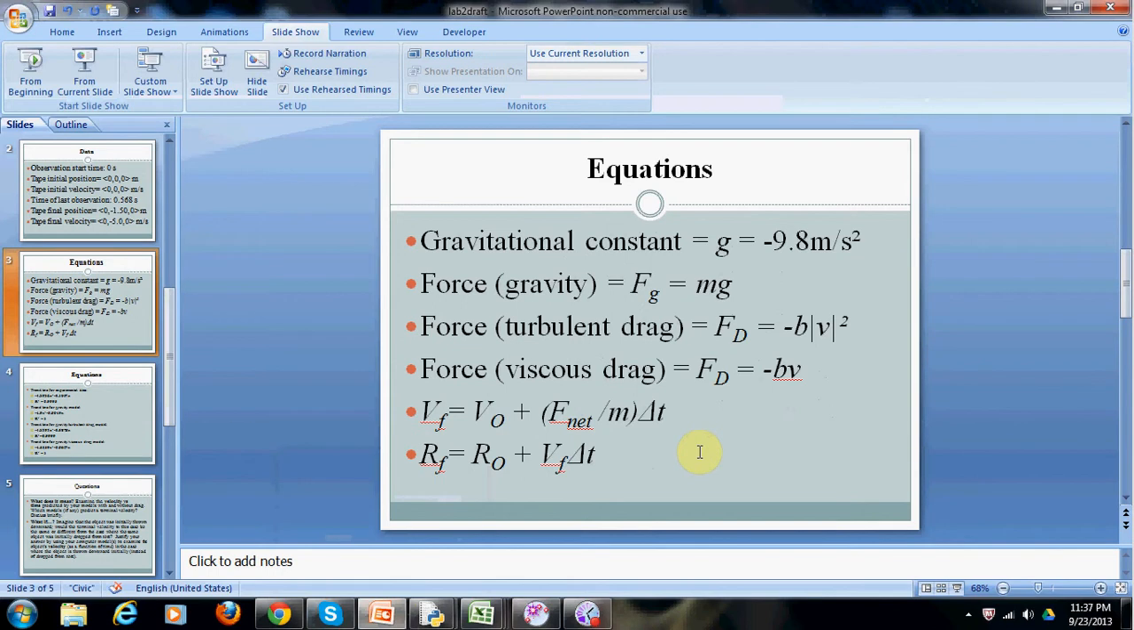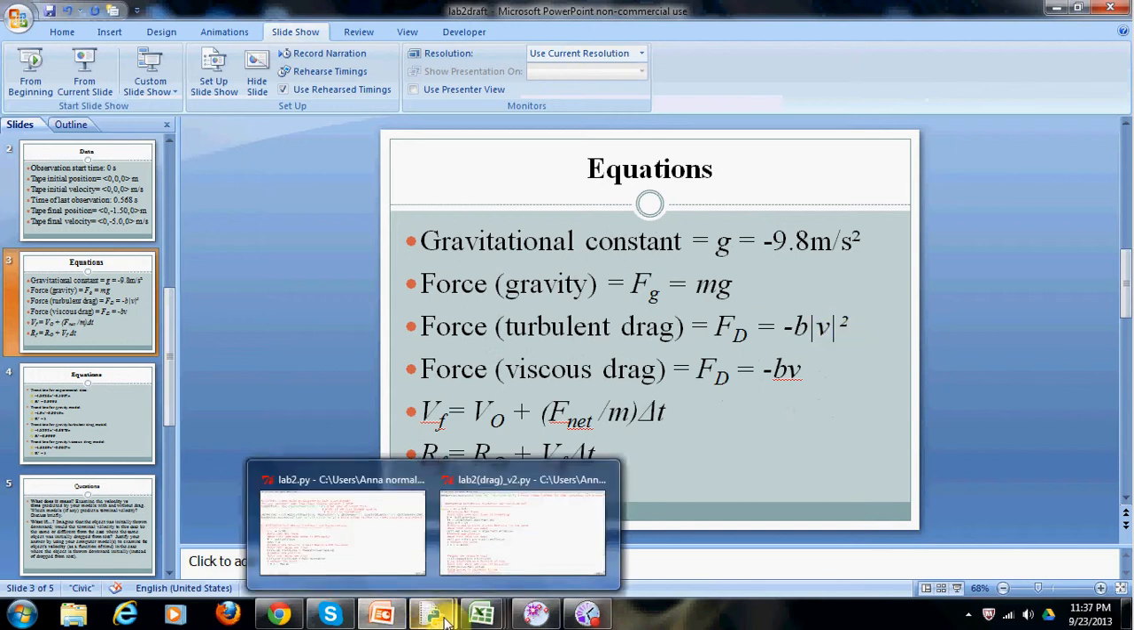The concept that we will be studying is, again, Newton's second law, which can be shown right here for the final velocity and final position. But rather than focusing on a force that is just equal to 0, we will be focusing on two different forces with a quantitative value. The first force being the gravitational force, which is just equal to mass times the acceleration on Earth, which is negative 9.8 meters per second squared. And then the turbulent drag force, there's also viscous drag, but we'll be focusing on turbulent for this lab, is negative b, which is a constant, times the magnitude of velocity squared.